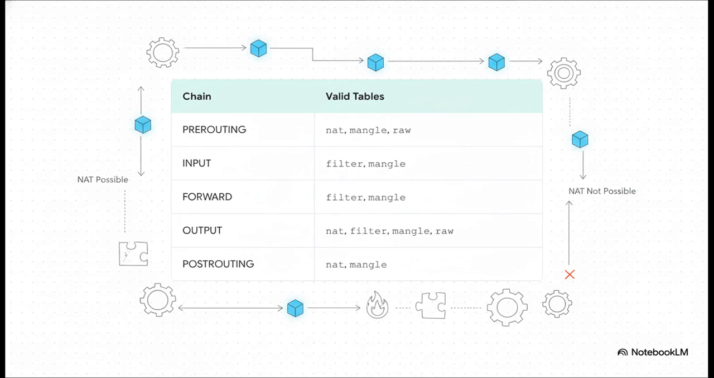Now this slide here is where it all really starts to click. It shows you how all these pieces fit together, because not every rule book is available at every intersection. For instance, you can only do network address translation, the NAT table, in the pre-routing, output, and post-routing chains. You just can't do it in the input chain. This whole structure provides a logical order and stops you from making rules that don't make any sense.